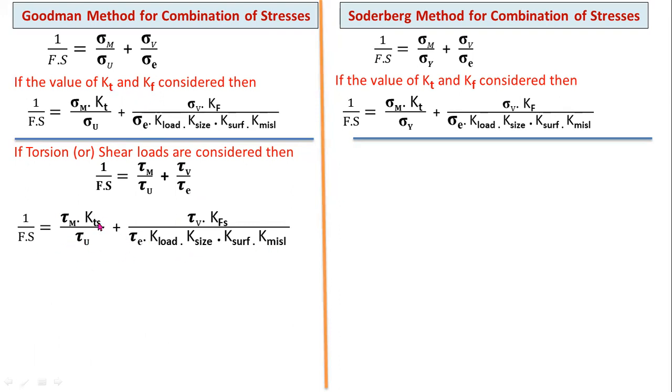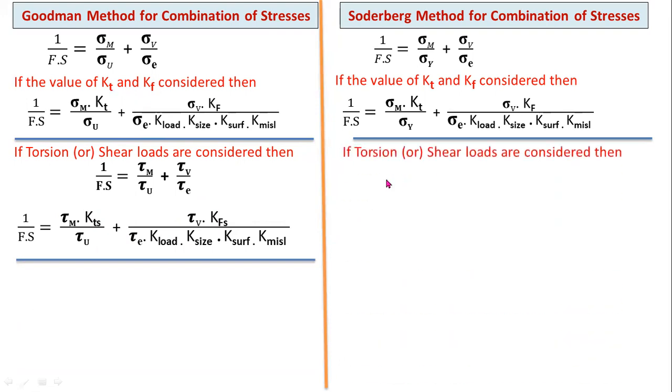Here, KTS is the theoretical stress concentration factor for shear loads, and tau u is the ultimate shear stress. KFS is the fatigue stress concentration factor for shear loads.